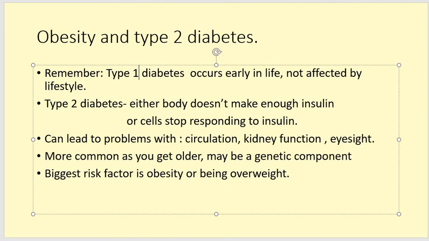It can affect your eyesight. As you get older, type 2 diabetes becomes more common. There may be a genetic component, but the biggest risk factor for type 2 diabetes is obesity, which is the proper scientific name for being overweight.